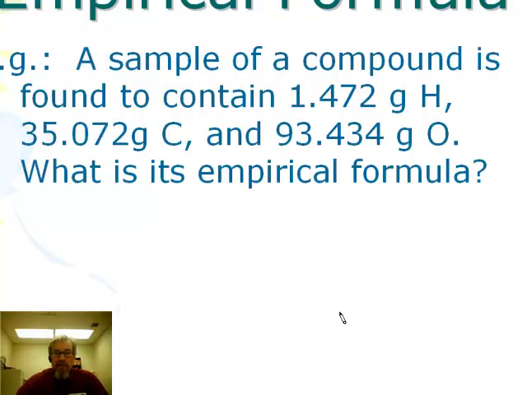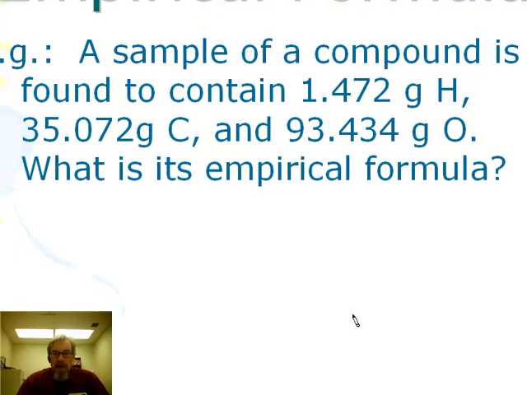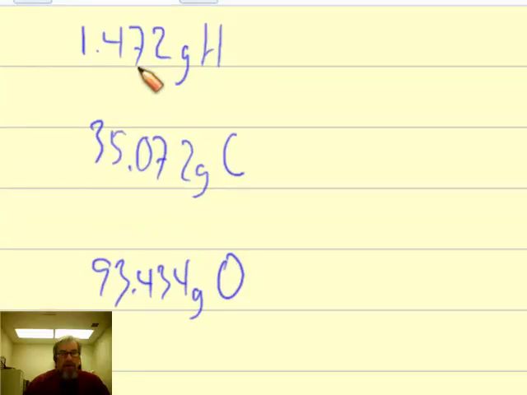Let's try an example. Say you have a sample of a compound, and it's 1.472 grams hydrogen, 35.072 grams carbon, and 93.434 grams of oxygen. Our objective is to find out what is its empirical formula. Okay, here's our starting point. We have 1.472 grams of hydrogen, 35.072 grams of carbon, 93.434 grams of oxygen. Remember, step one is we want to change these all into moles. Well, here's how we can do that.